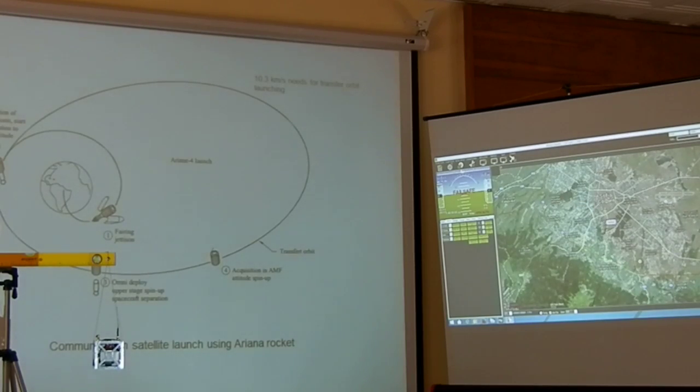This is the launching of the communication satellites. They are a huge device. The weight of typical communication satellites is around 3,000 kilograms. So the launching only for such type of satellites costs $90 million. So it's a huge investment, and when you launch such a type of satellite, the whole launching procedure takes several months.